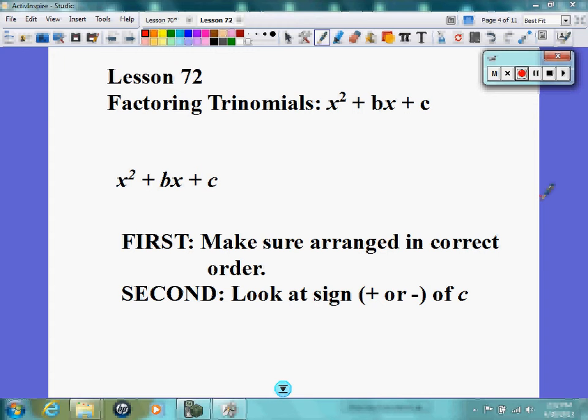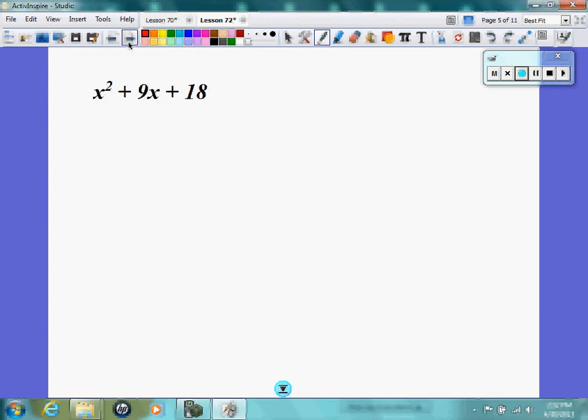Notice that the square term is first, the linear term, or the term raised to the first power, is second, and the constant term is third. There will always be a square term first before we factor, and then the linear term, and then the constant term. And the second thing we do is we look at the sign, whether the plus or minus, of the c. So let's look at an example here.